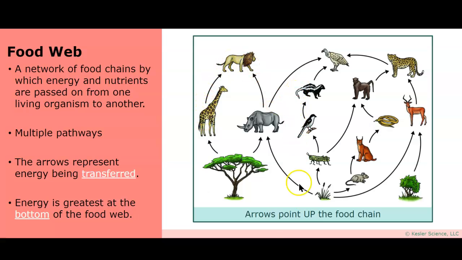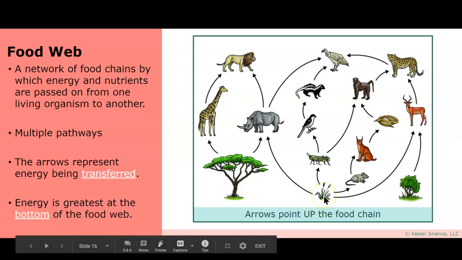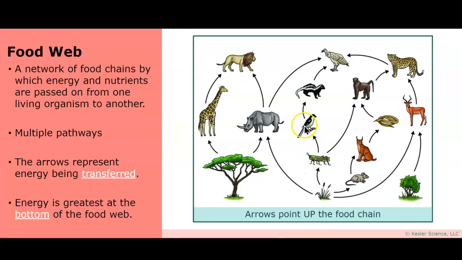You can see there's different pathways. So for instance, we have grass, and mice eat grass and grasshoppers eat grass. We have grasshoppers, and we have this bird that eats grasshoppers, or this lemur that eats grasshoppers. This also eats snakes. So you can follow up the food chain to see what's at the top. So we have like a buzzard, we have a leopard, we have a lion.